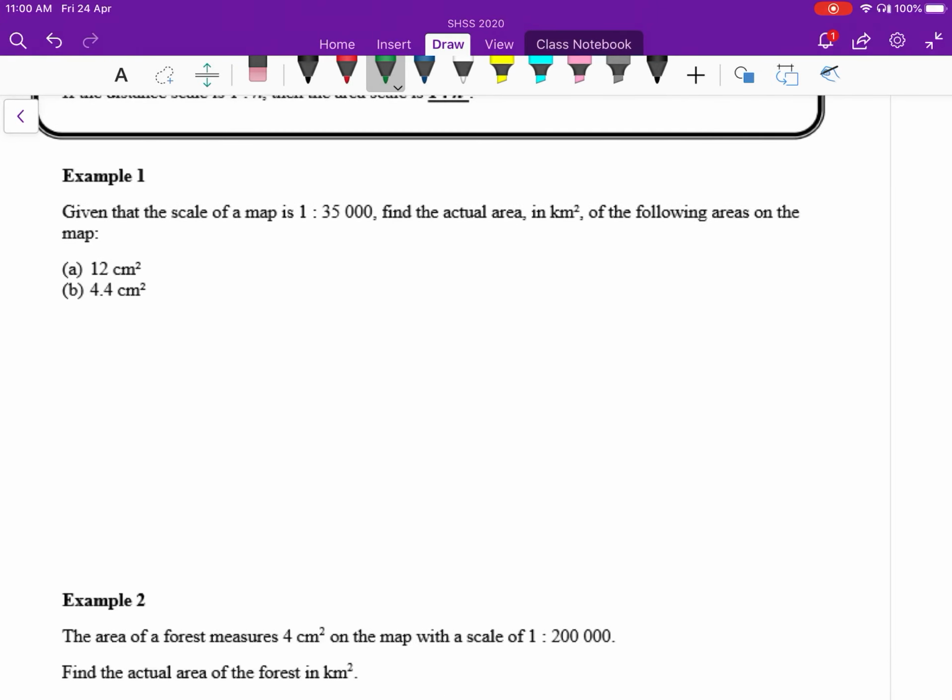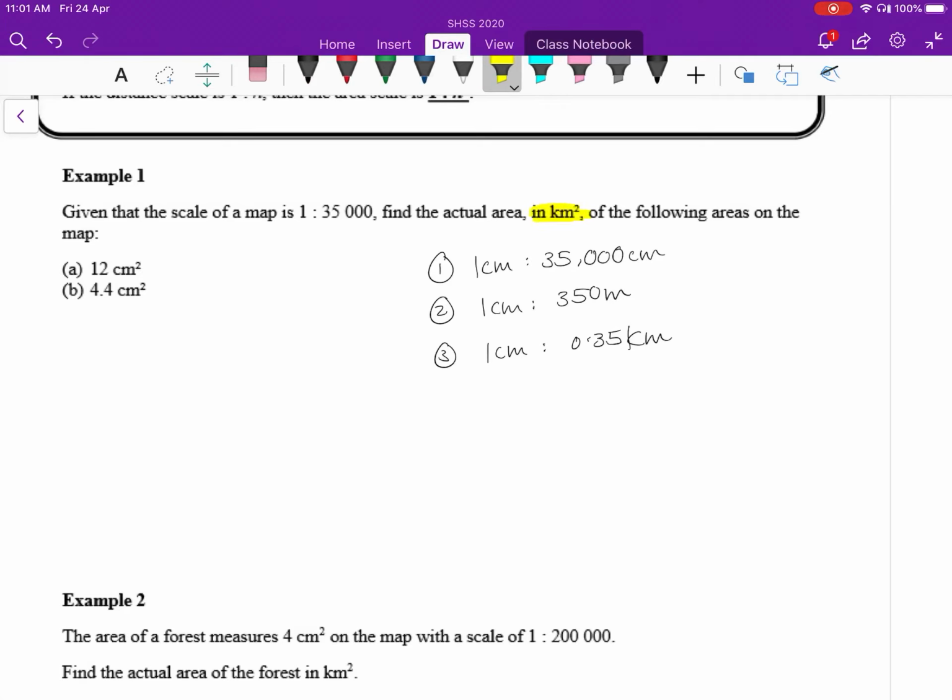Let's take a look at example number 1. Given that the scale of a map is 1:35,000. Now, remember what I told you in the previous lesson, that you got to express it in 3 different forms. 1 cm is to 35,000 cm. The next is 1 cm is to, change it to meters, 350 meters. And lastly, change it to kilometers, which is 0.35 kilometers. So we have 3 things to play with, and this will be very useful in this topic for map scales, area scales.